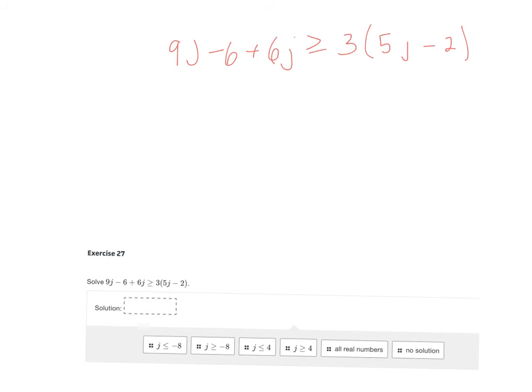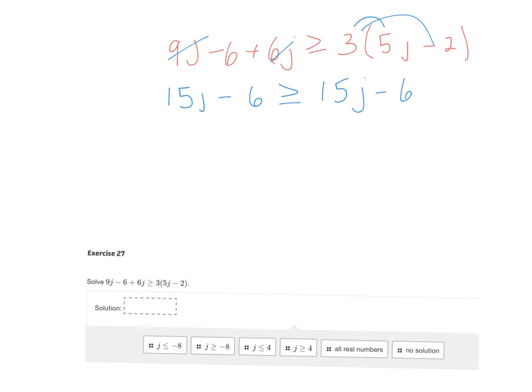Exercise 27, I've got 9j minus 6 plus 6j is greater than or equal to 3 times the difference of 5j minus 2. So over here on the left, there's a couple things that I can combine, some like terms. I've got 9j and 6j. So that's going to give me 15j minus 6 greater than or equal to, now distributing, 3 times 5j is 15j. 3 times negative 2, negative 6.